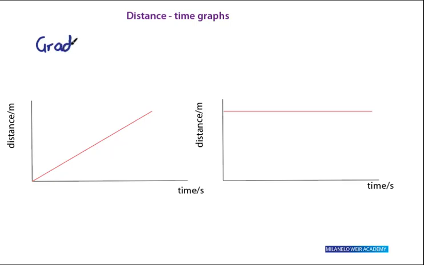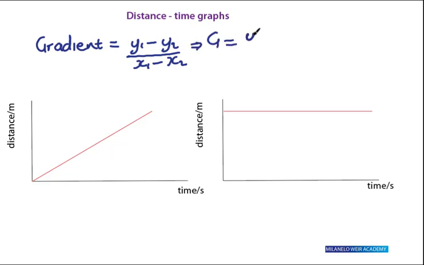Gradient is equal to change in y over change in x. In other words, we can just say G is equal to (y1 minus y2) all over (x1 minus x2). So the gradient is the slope. This is the slope of the graph.